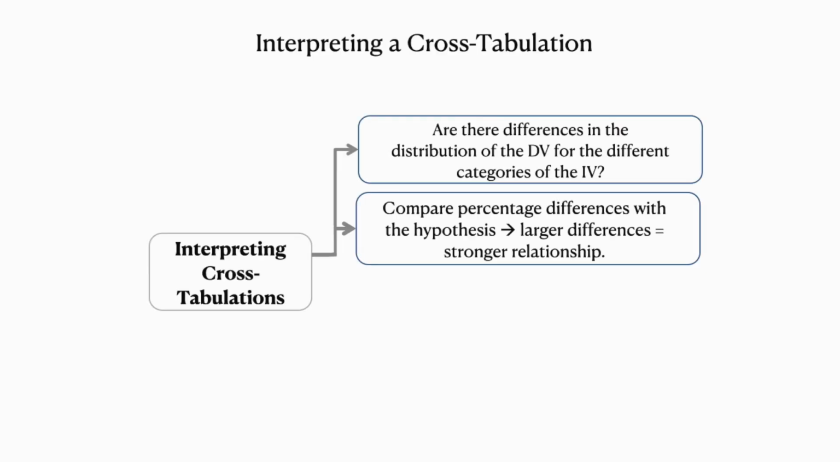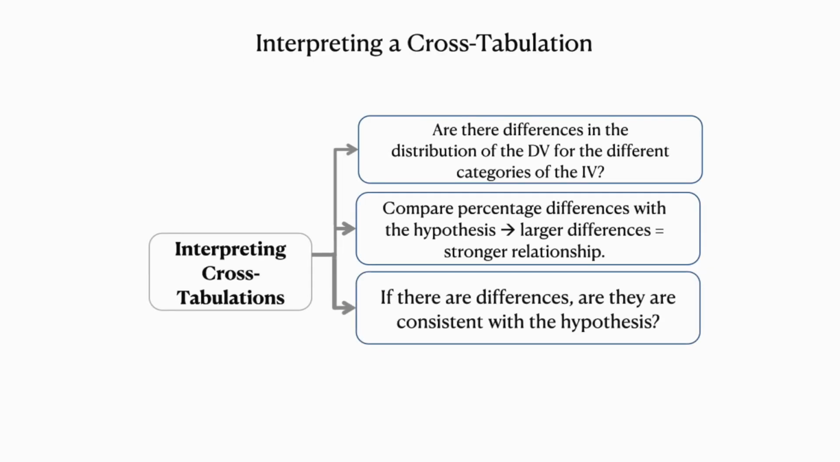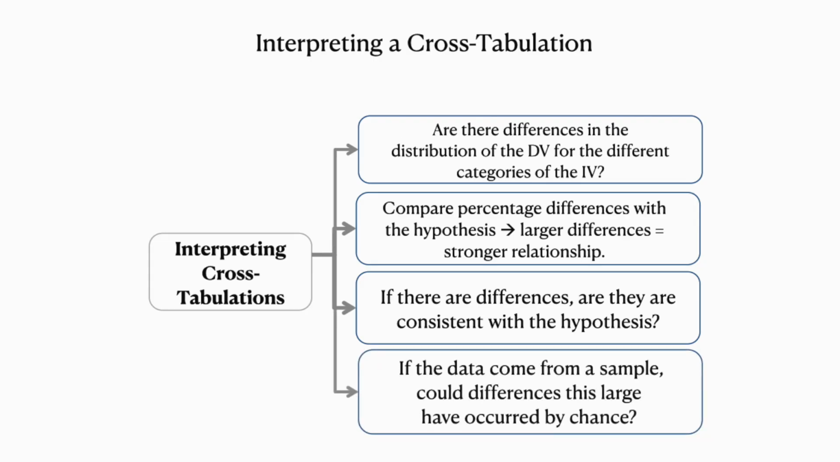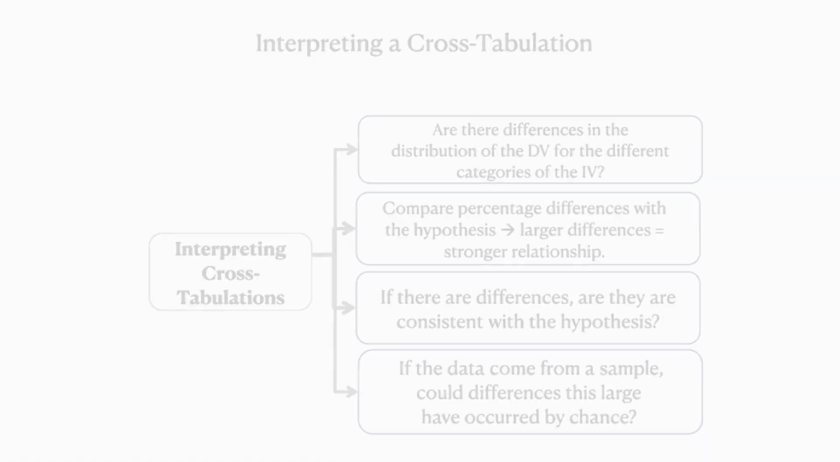The third thing that we ask, again, is if there are differences, are they consistent with the hypothesis? And then, and only then, do we bring in a statistic. If the data come from a sample, could differences as large as what we see in the table have occurred by chance?